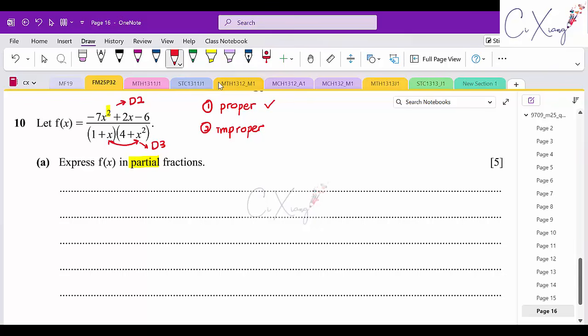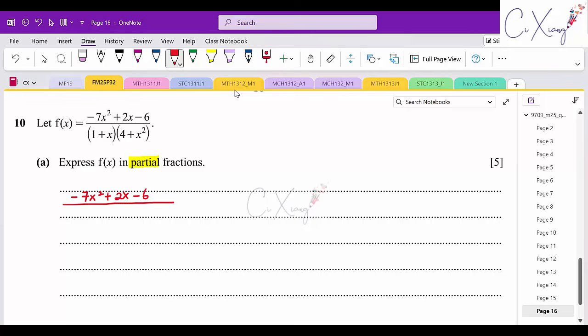So when you have a proper fraction, you can directly separate it into partial fractions. If you have an improper fraction, then you need to go through long division. So I hope that you remember these cases. That's the first thing that we need to check. After we know that it is a proper fraction, then we can separate it according to the denominator that we have.